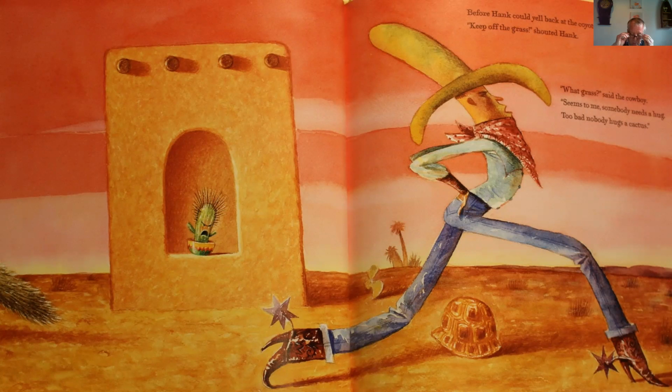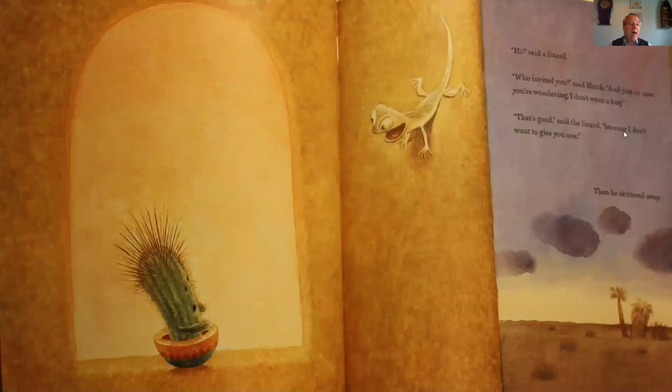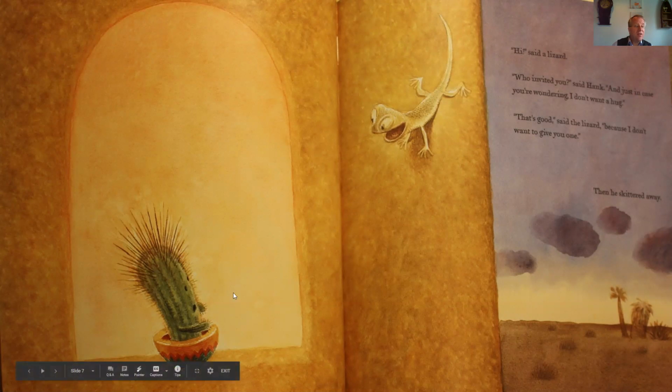Now, let's read real quickly what the author says. Before Hank could yell back at the coyote, a cowboy strode past. "Keep off the grass," shouted Hank. Hank is shouting. He's still angry, right? Look at the face. He's still angry. But the cowboy says, "What grass?" said the cowboy. "Seems to me somebody needs a hug. Too bad nobody hugs a cactus," right? After that, things change for Hank. And you can look at Hank's face here and see that, all right?